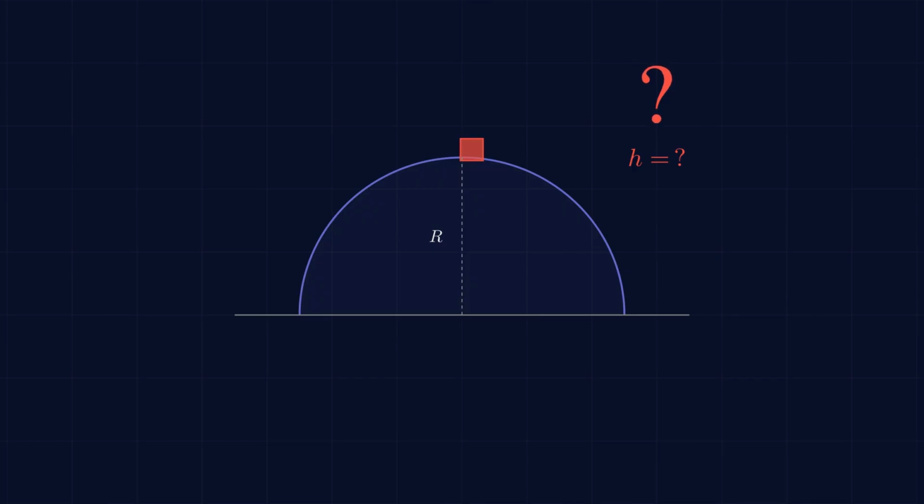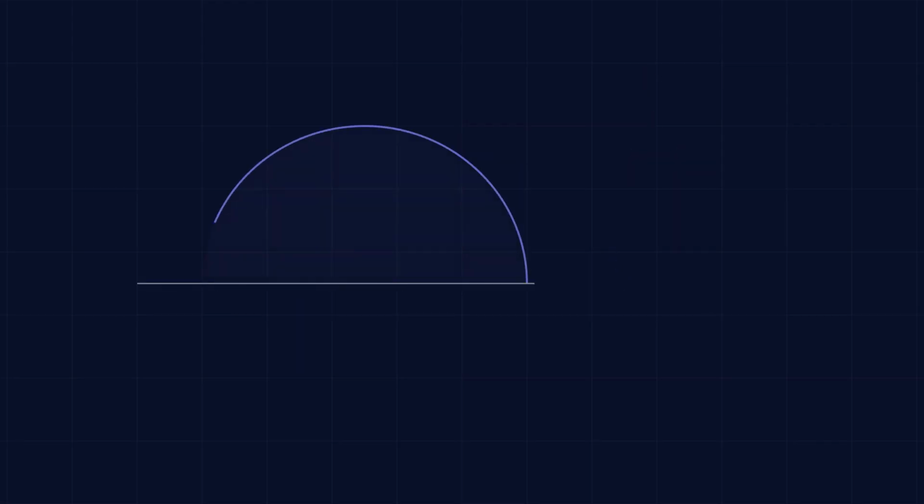Pause and think about it. What does your gut say? Let's set up the problem carefully. Here's our hemisphere of radius r, and here's the block at some angle theta from the top. At this position, two forces act on it. Gravity pulls straight down with force mg, and the surface pushes outward with a normal force n.